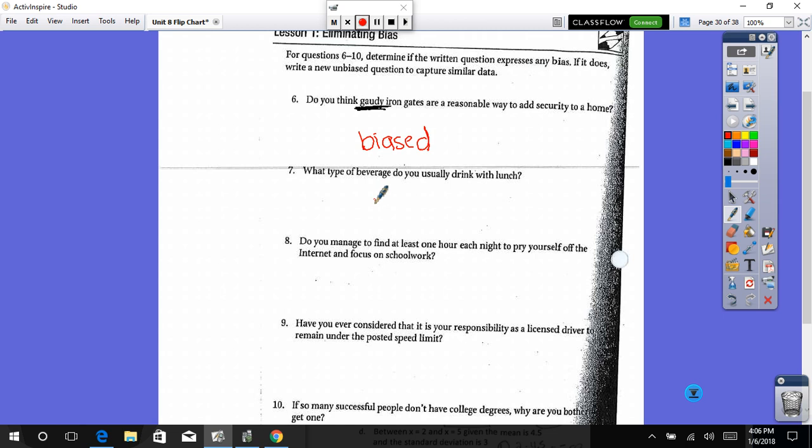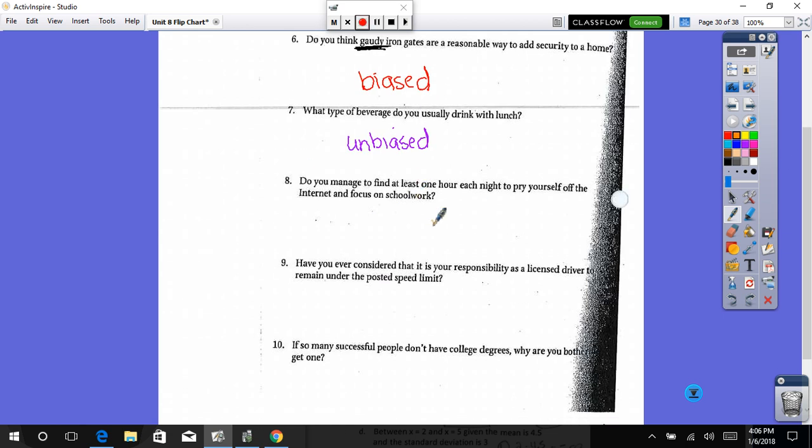Number 7. What type of beverage do you usually drink at lunch? Unbiased. There is nothing in there that is making fun of you if you drink vanilla milk, chocolate milk, strawberry milk, bottled water, or a can of Coke. Nothing in there would sway anybody one way or the other.